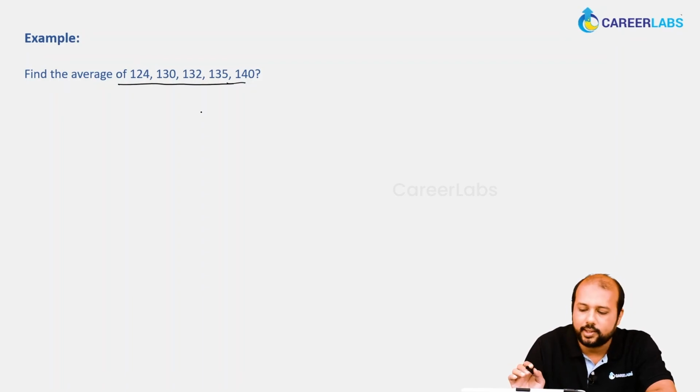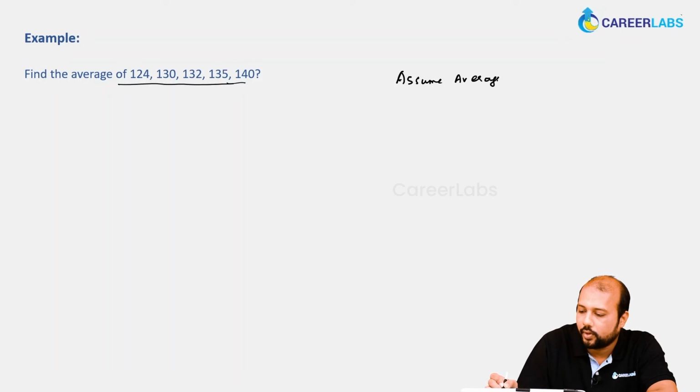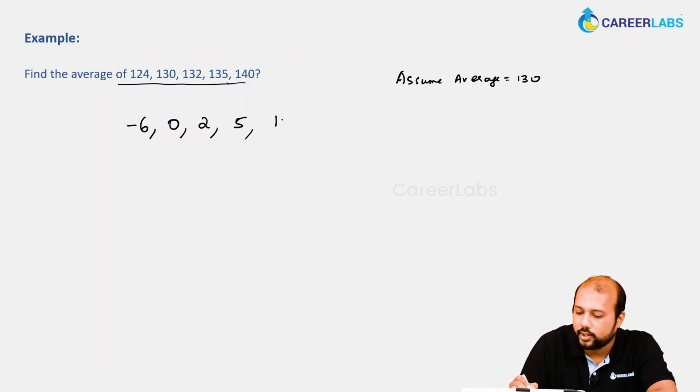Maybe you want to try 135, it doesn't change anything. Whichever is convenient, take a number which is convenient for you to do the deviations. So let's assume the average as 130. Now 124 is 6 less than 130, so minus 6. 130 is equal to 130, so 0. 132 is 2 more than the assumed average of 130, and 135 is 5 more, and 140 is 10 more than the average.